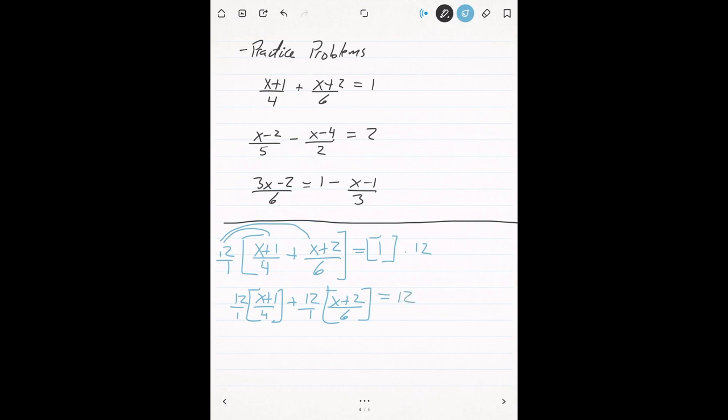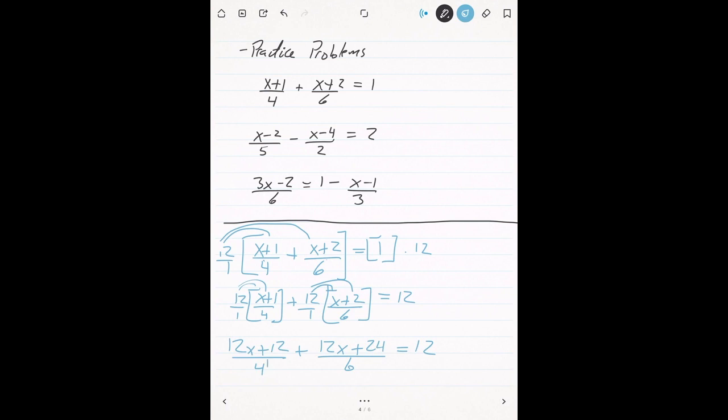equals 12. Okay, couple ways of going about simplifying this. And you decide which way you like. When we're multiplying fractions, we know we have to multiply across. You multiply the numerators and you multiply the denominators. So you could write this as 12x plus 12 over 4 plus 12x plus 24 over 6. Again, I'm just distributing the 12 into the numerators.